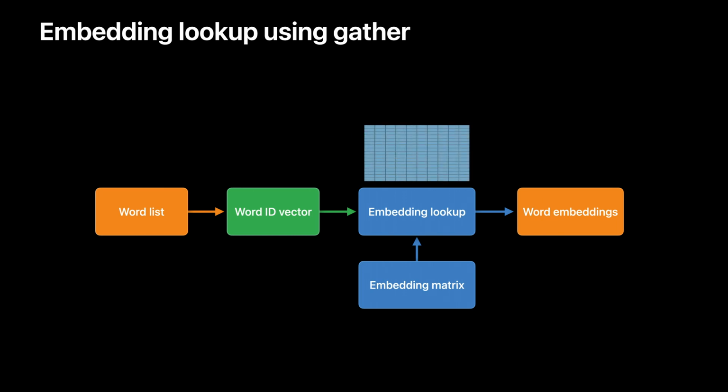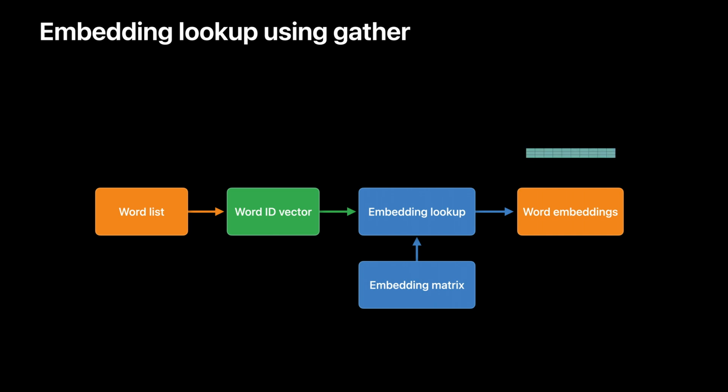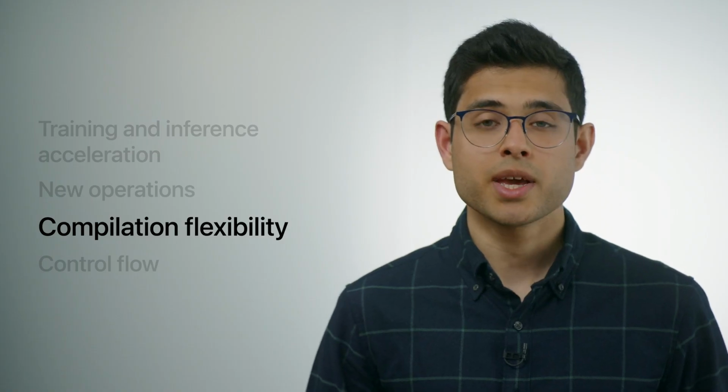We would like to get the corresponding rows for each word ID, which we can do easily using a gather layer. We only specify one coordinate, so the entire row will be copied for each input word. The resulting tensor is a 2D matrix of each input word's embedding vector along the rows. That's it for the new MPSGraph operations we have introduced this year. Now let's talk about the compilation APIs.